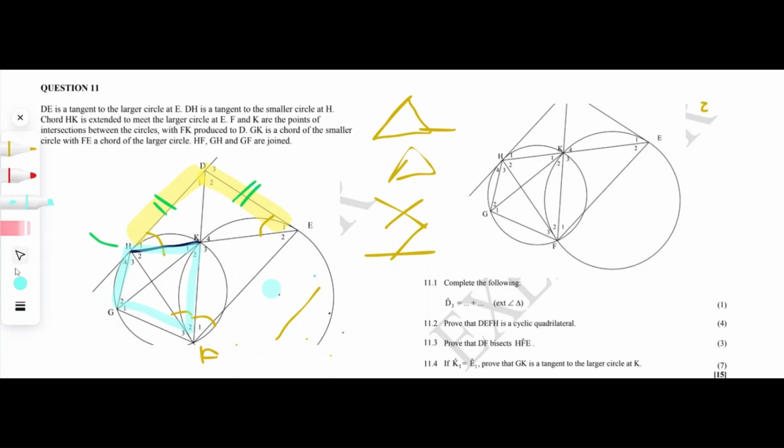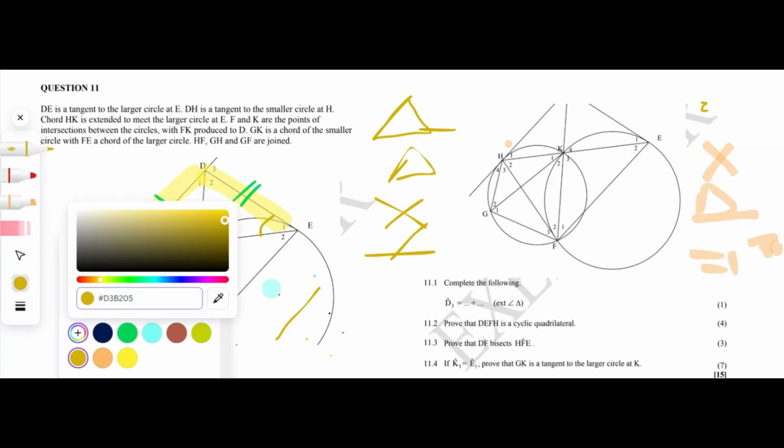And so what we want to do is remind ourselves of the cyclic quad theorems, which would be angles in the same segment, exterior angle of a cyclic quad, and opposite angles of a cyclic quad are equal to 180 degrees. Let's start off with angles in the same segment. Now what you want to do is look for that bow tie shape.